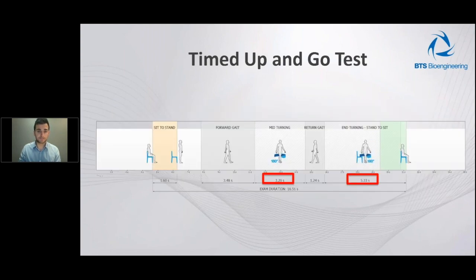In this case, we can note that the patient spends more time during the turning with respect to the total duration of the examination. So, for this patient, the problematic task, the most difficult task, is the two turnings, the mid turning and the end turning. Also in this case, the sit to stand and stand to sit have a quite reduced time.